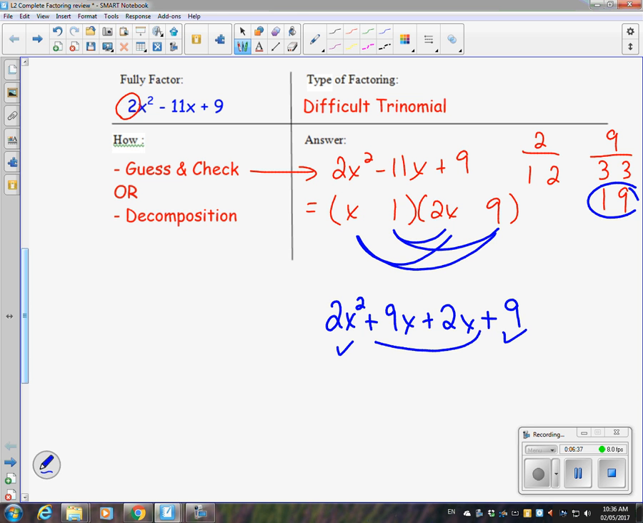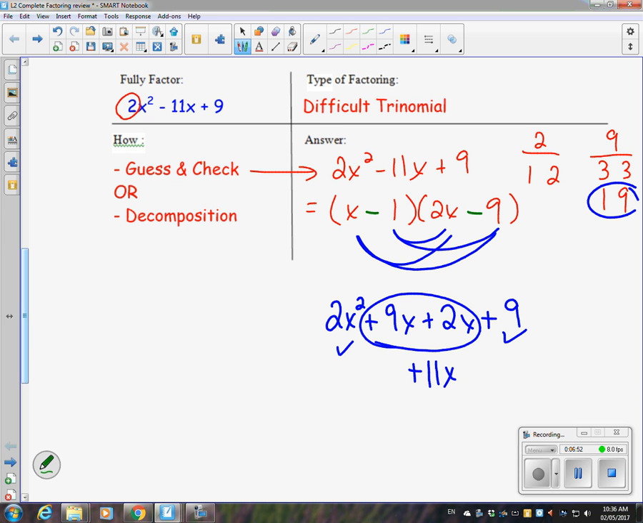And hey, my middle is almost right. 9 plus 2 is positive 11x. But I want it to be negative 11x. So the only thing I have to do now is put a negative sign in there, and I should get the right answer. I'm going to double check.